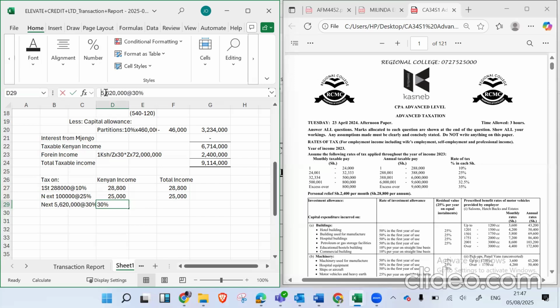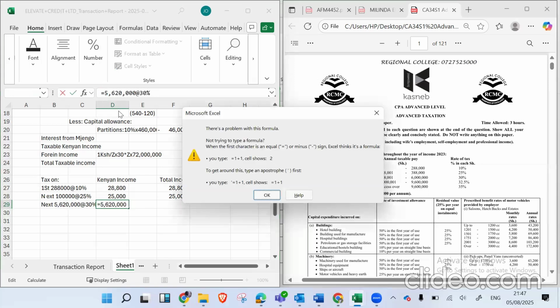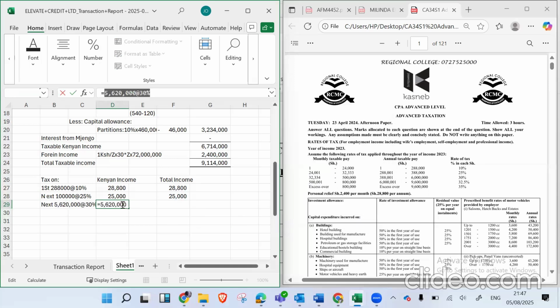So you have that there. So 56,000 times 30%, which is the same as this one. Then after that, we look at the balance of tax.